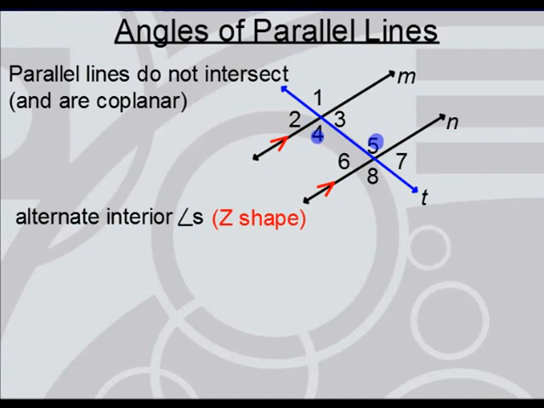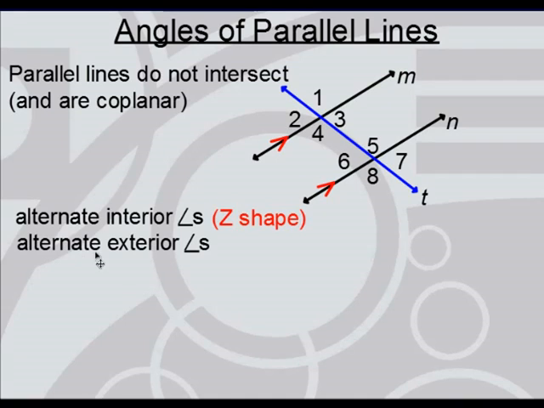Notice also that alternate interior angles form the letter Z. So you'll find a Z shape whenever you find alternate interior angles. The two angles created by the Z are the alternate angles. You should be able to see another pair here. Therefore, angles 3 and 6 would also be alternate interior angles.